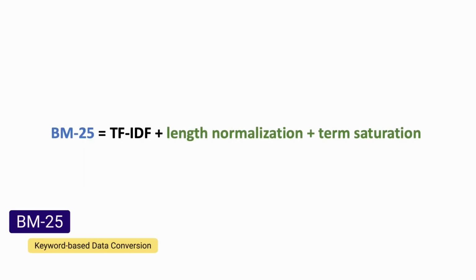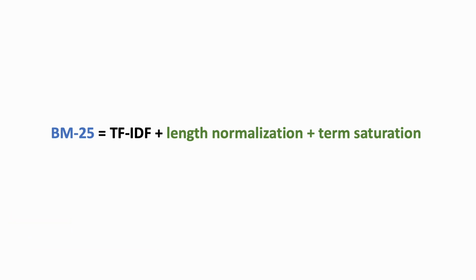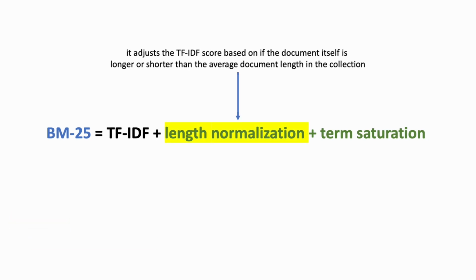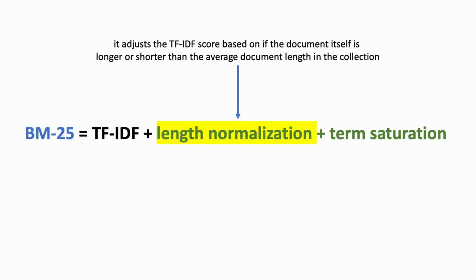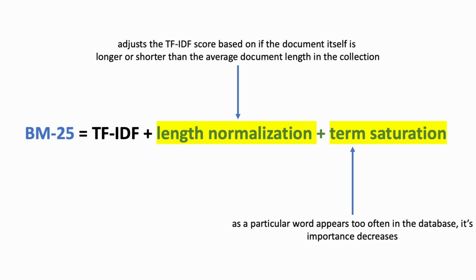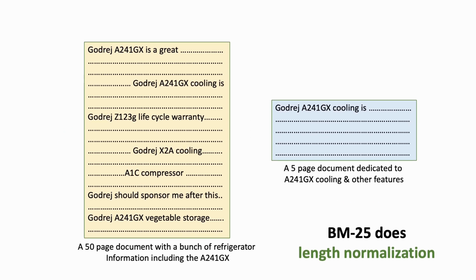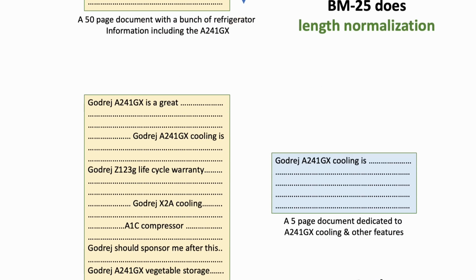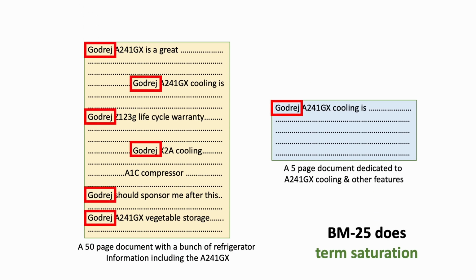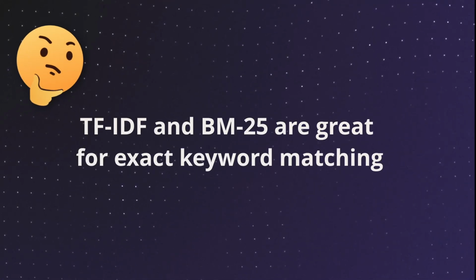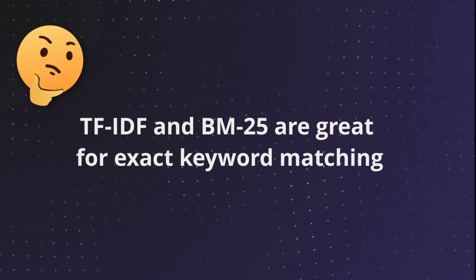BM25, an evolution of TF-IDF, incorporates document length normalization and term saturation, meaning that it adjusts the TF-IDF scores based on if the document itself is longer or shorter than the average length of documents in the collection. Term saturation means that as a particular word appears too often in the database, its importance decreases. And because BM25 normalizes for document length, the 50-page book will no longer have any unfair advantage over the 5-page one. Also, super common terms like Godrej and refrigerator will also be downweighted because they appear a lot, due to term saturation.